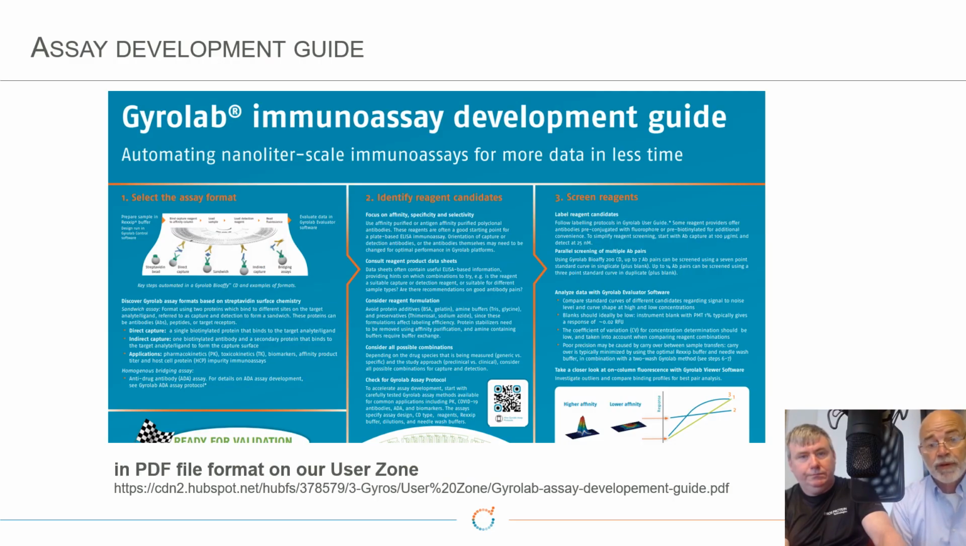One resource I'd like for folks to know about is we have a Gyrolab immunoassay development guide that you can download from the user zone. It's in a PDF format. You can also use this link at the bottom of the screen here to go directly to download a copy of the immunoassay development guide. And this really just walks you through the steps that we'll cover today in some detail. But it's a great overview for folks that want to have it handy when they're working on their own assays. Yeah, I know a lot of customers have this printed out and even on the wall next to the instrument, so it can be very handy. So it's a really useful guide.